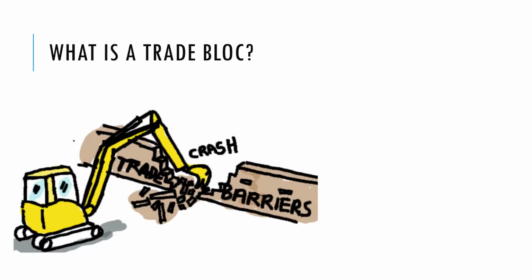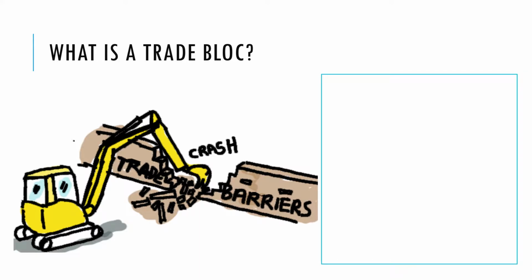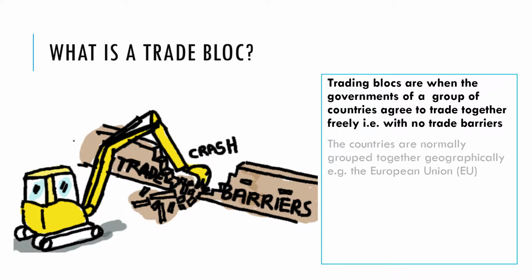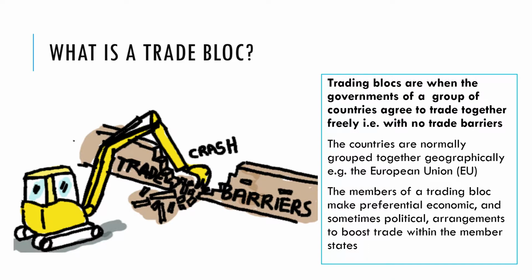So let's start off with what is a trade block. Well, a trade block exists when governments make agreements between themselves to do with trade. Normally this is to make trade more free, so to remove trade barriers and encourage trade between the member states. Often these countries are close together geographically because it makes sense in that respect, because trade is easier to do with a neighbouring partner. Sometimes a trading bloc can have agreements that aren't just on trade, they can also sometimes evolve into political arrangements as well.